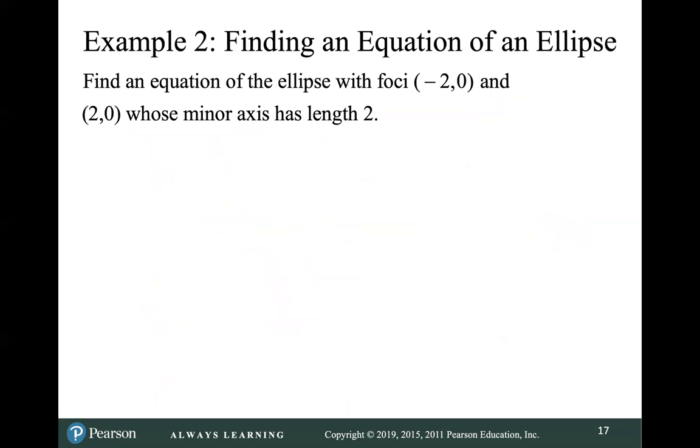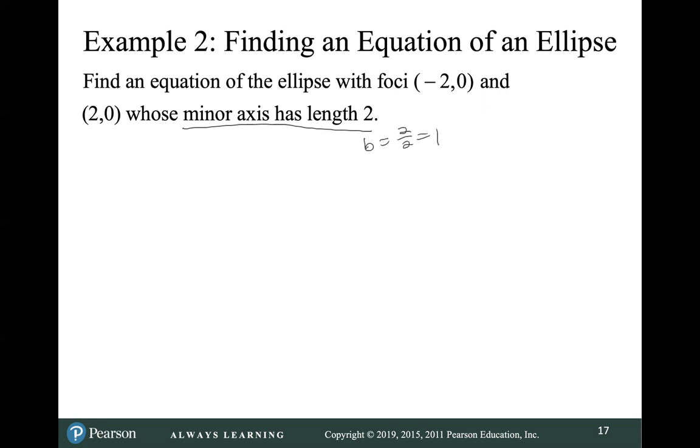Okay, so let's look at another example. This time we want to find the equation. We're given the foci, and we're given a minor axis with a length of 2. Now be careful, because remember, B is our semi-minor axis. So that means our minor axis with a length of 2, that goes all the way across the ellipse. That means B is 2/2, or 1.